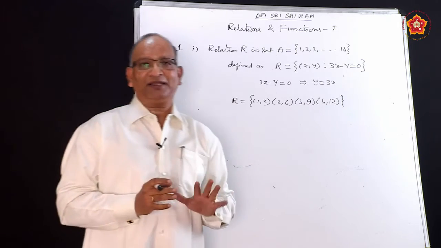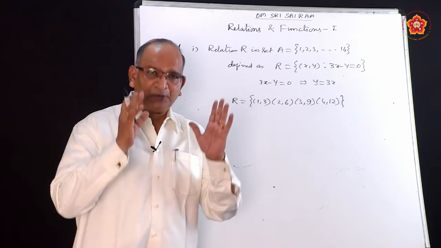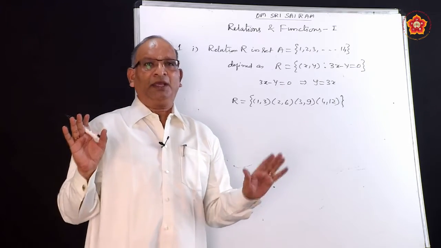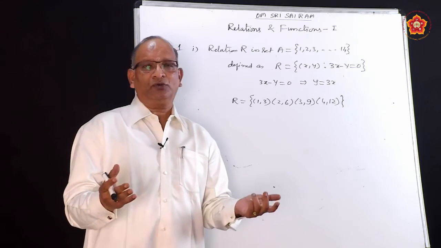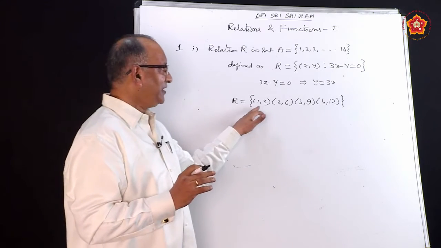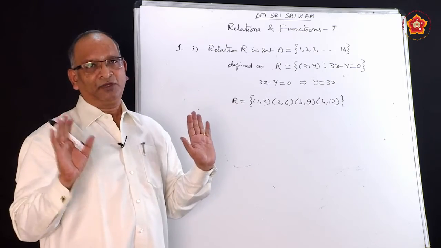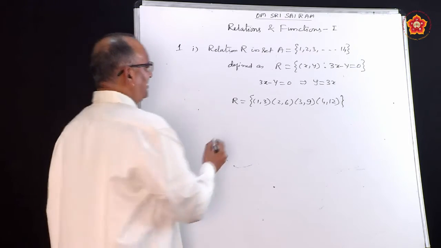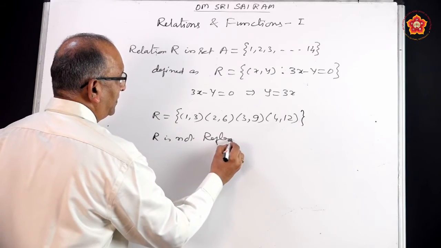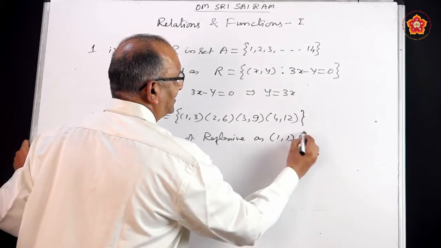See, there are two very important things which you have to keep in mind for solving problems. If you have to prove that it is true, you cannot take example. If you have to prove it is not true, one example is enough. For example, here we find that we don't have 1 1, 2 2, 3 3, 4 4, etc. So it is not reflexive. You don't need to give such long explanation. We will say R is not reflexive. Why it is not reflexive? As 1 comma 1 does not belong to R.